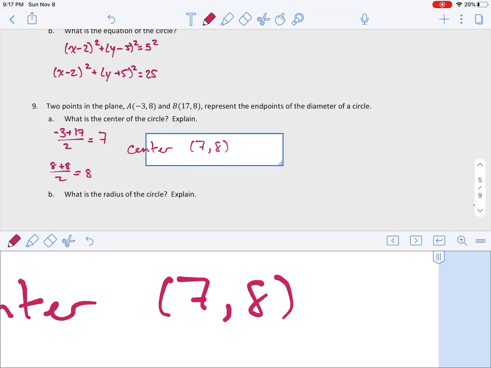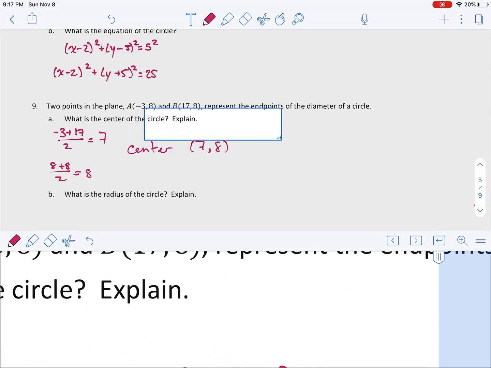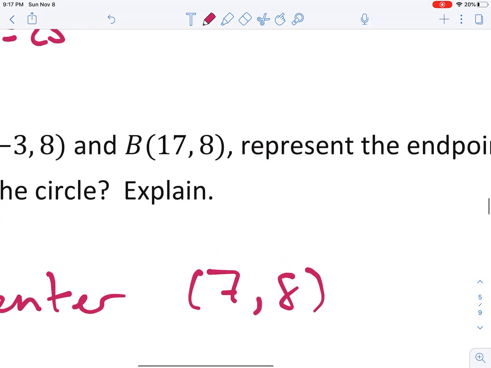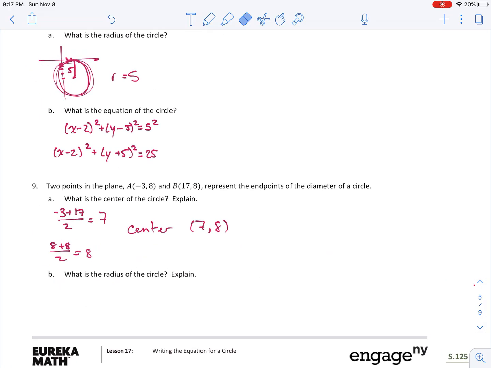Now the radius is going to go from our center to either edge. From 7, 8 to 17, 8, this is strictly horizontal because our y does not change. So the distance from 7 to 17 is 10. And we can work in the other direction too, from -3 to 7. That's also 10. So the radius of our circle is 10.